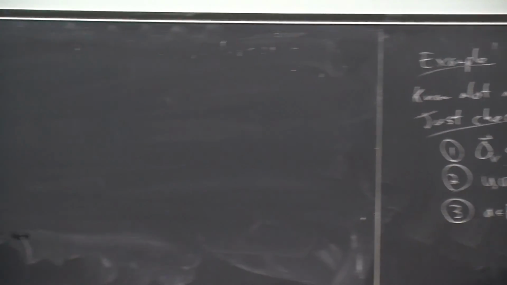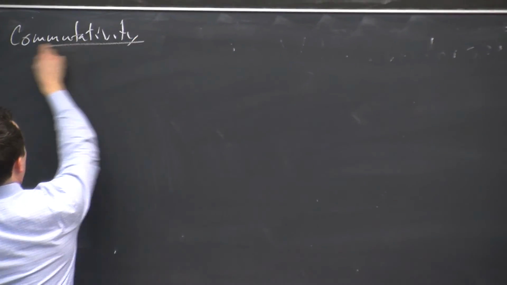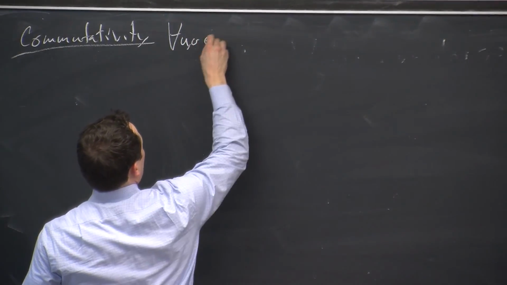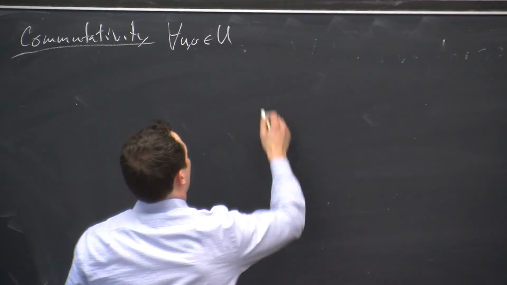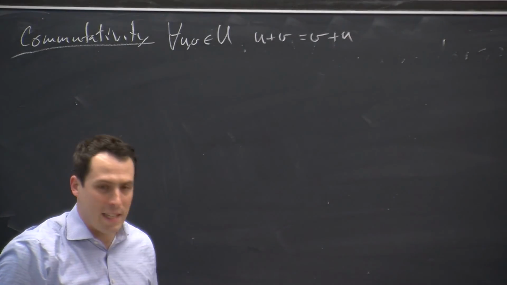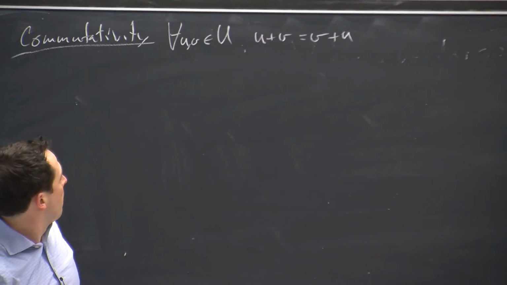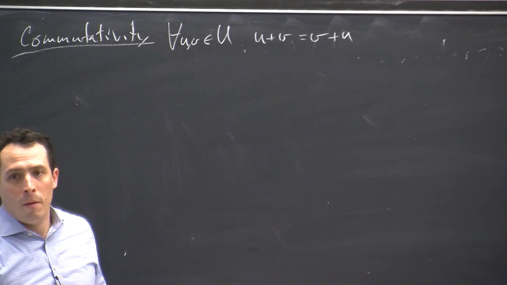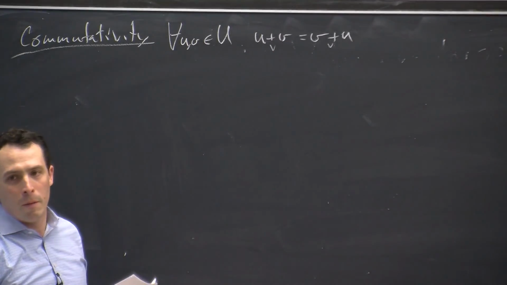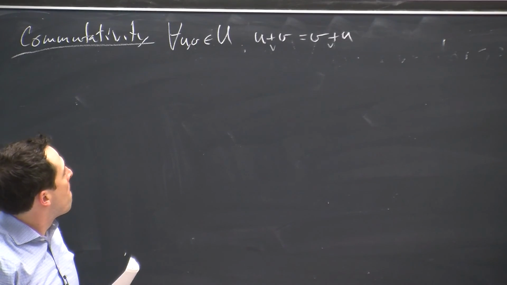So, commutativity. We want that for all U and V in my vector space, U plus V equals V plus U. So why does that hold? Why don't I need to check that in this list? We're doing addition in this big vector space V. We're using the same function. Any ideas?